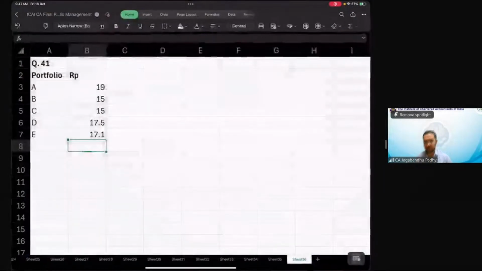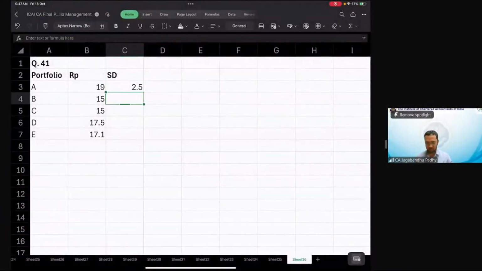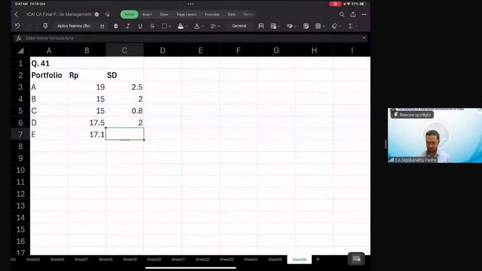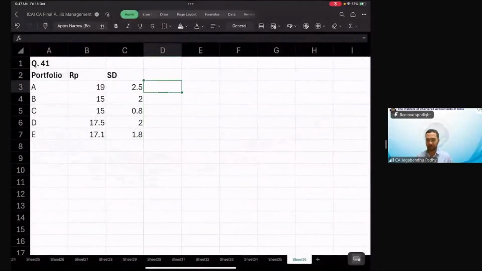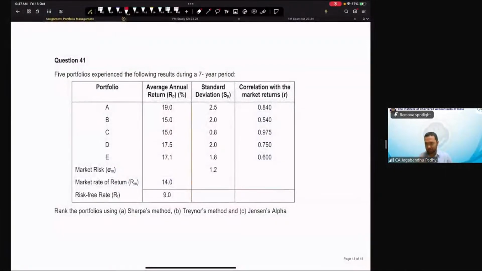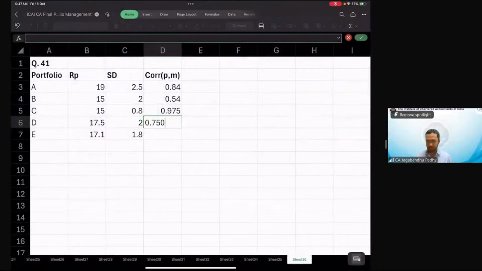Then we have the standard deviation. Standard deviation is 2.5, 2, 0.8, 2, 1.8. And then we have correlation with market. So we have correlation of the portfolio and the market: 0.840, 0.540, 0.975, 0.750, and then 0.6.